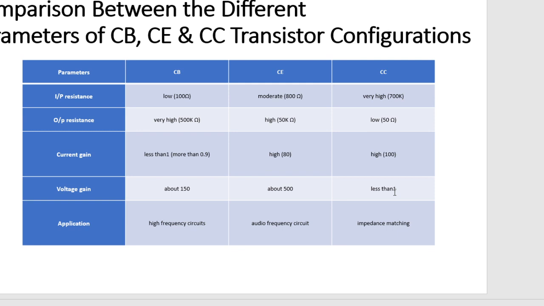If you apply 1 volt at a common collector transistor input, the output voltage will be approximately the same as the input. So the signal will not be amplified; whatever input voltage is applied appears across the output terminal. So for voltage amplification, the CE configuration is the most suited one because the voltage gain is very high.